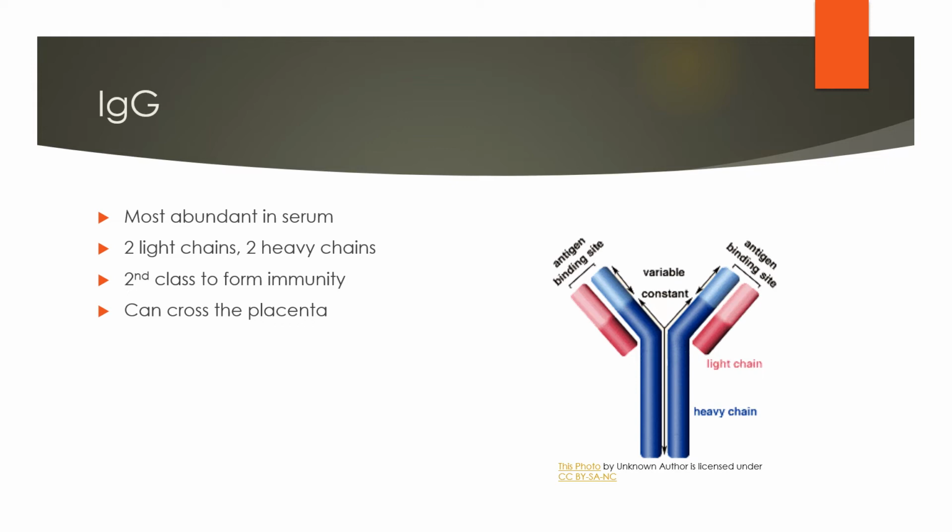It consists of 2 light chains and 2 heavy chains, and it appears in serum about 7 days after exposure to an antigen. It's the second class of immunoglobulin to form immunity, and it can cross the placenta. It's the only antibody that can cross the placenta from mom to fetus. Without the IgG molecule they get from mom, newborns would have little or no immune protection. Adult IgG levels usually aren't reached until the age of 16 years old.